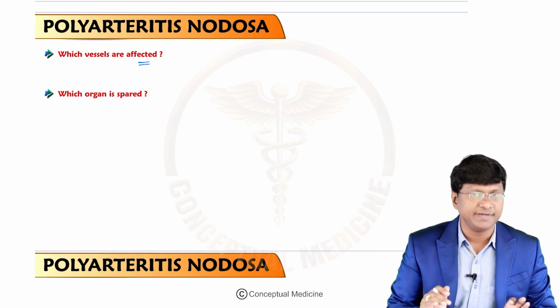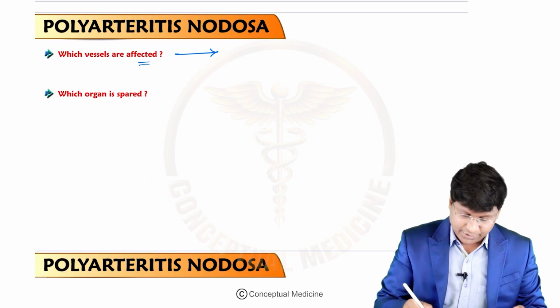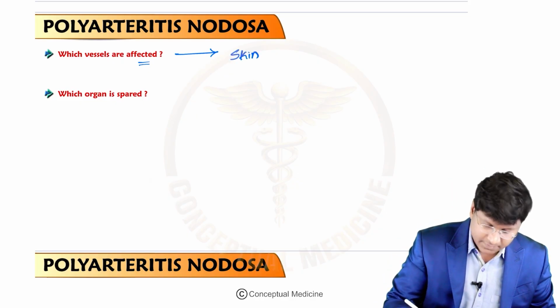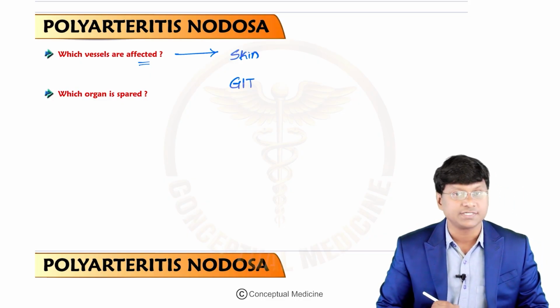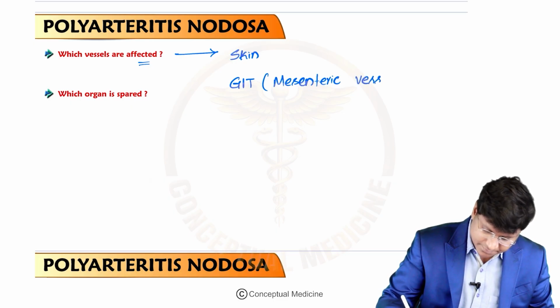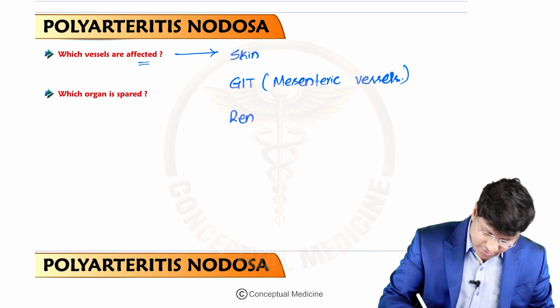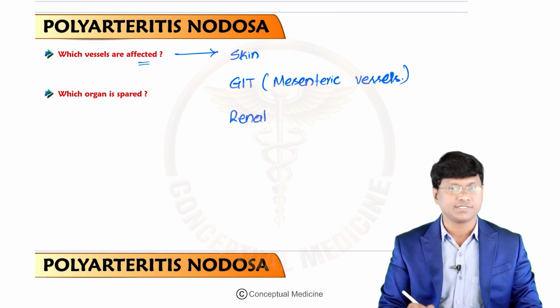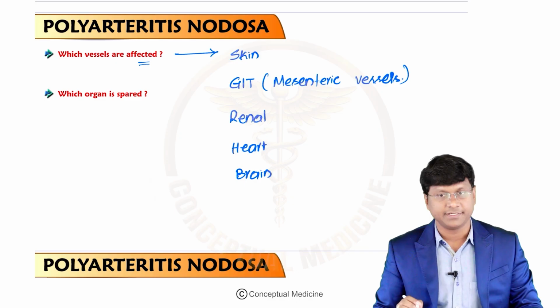It is mainly the medium sized vessels, that is the vessels supplying the skin, and the vessels supplying the GIT, the gastrointestinal tract, that is the mesenteric vessels. The vessels supplying the kidney, that is the renal arteries, are also affected, and vessels supplying the heart and the brain are affected.